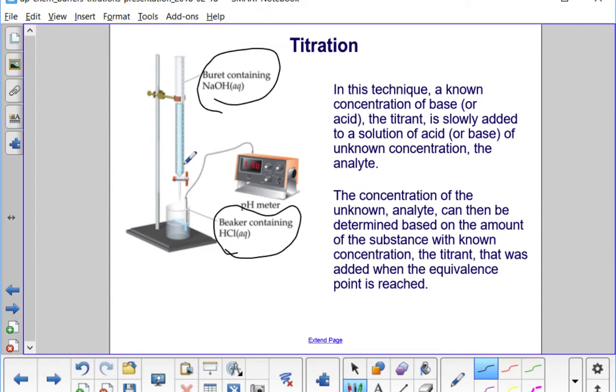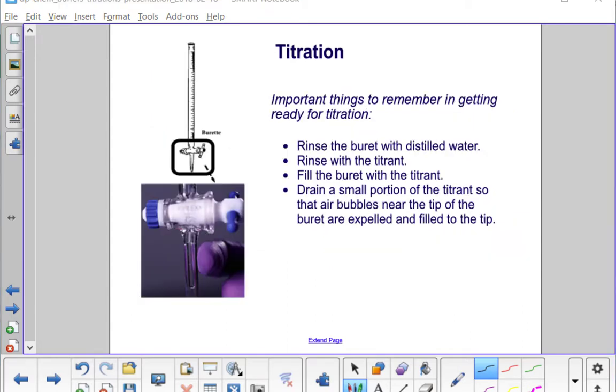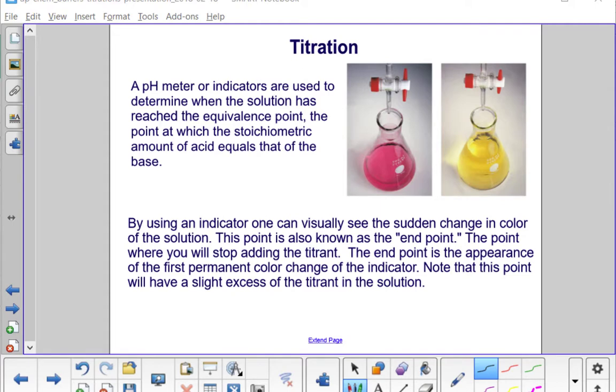When you're setting up a titration in the lab, there are some important things to remember. First, you need to rinse the burette with distilled water. Then you need to rinse the burette with the titrant. Then fill the burette with the titrant and drain a small portion of the titrant so that there are no air bubbles near the tip of the burette, and the tip, which you can see zoomed in on here, is filled with titrant.